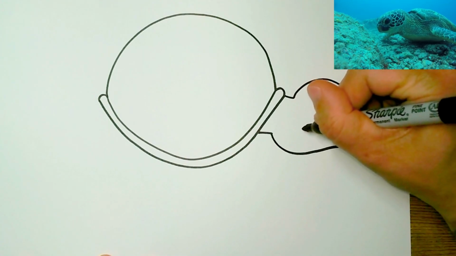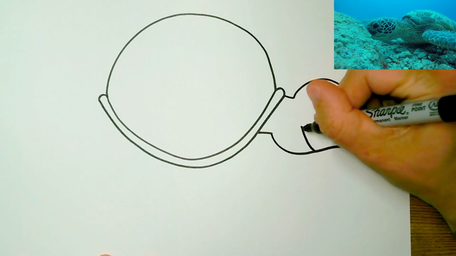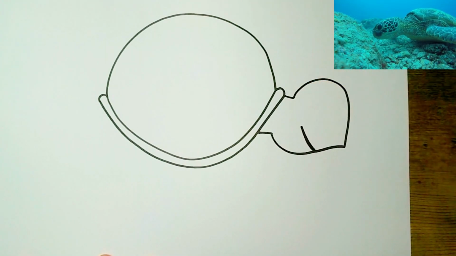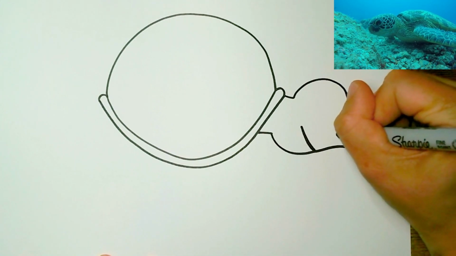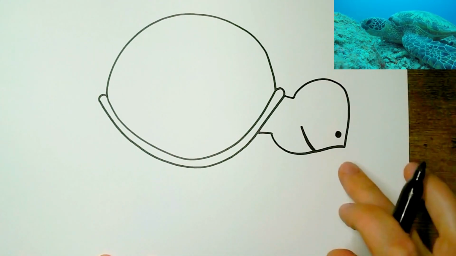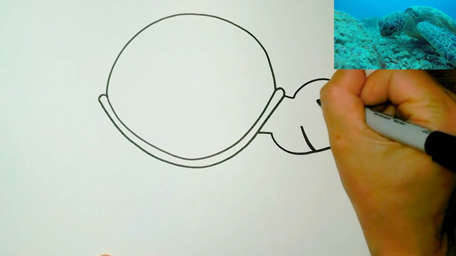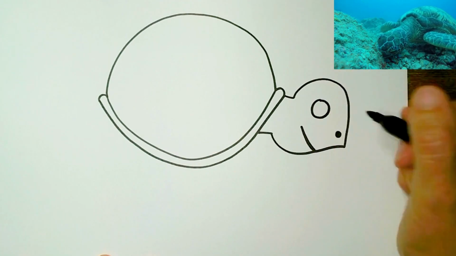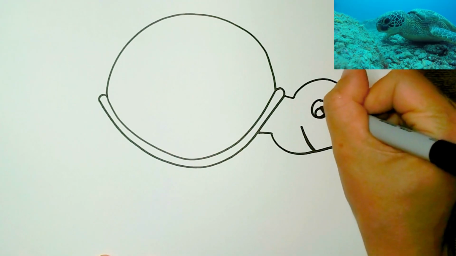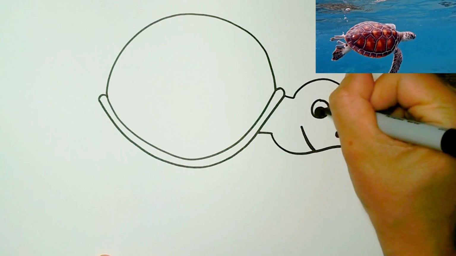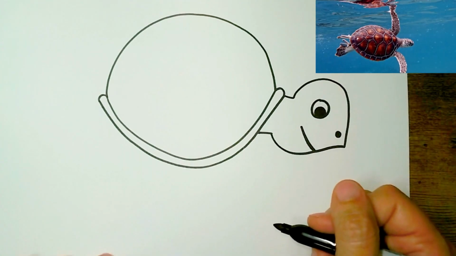I'm going to go ahead and do a curved smiley line, so I remember this is my turtle's face. And he's going to have a little circle at the end of his nose so he can breathe. And a medium-sized circle for his eye. And a circle on the inside. I'm going to go ahead and color that in. So now we have our turtle's face.